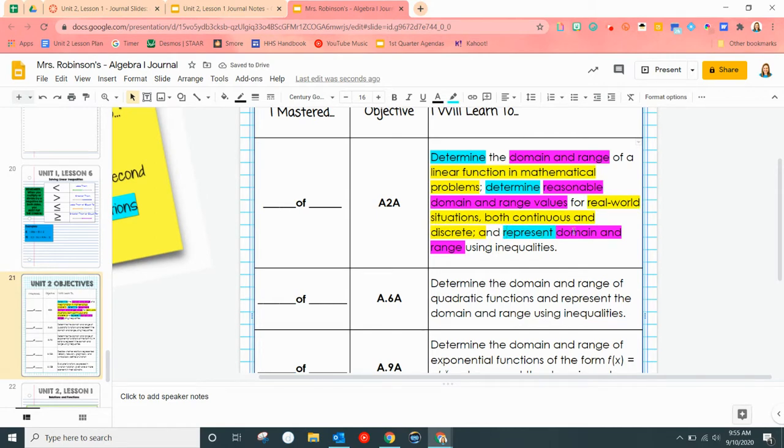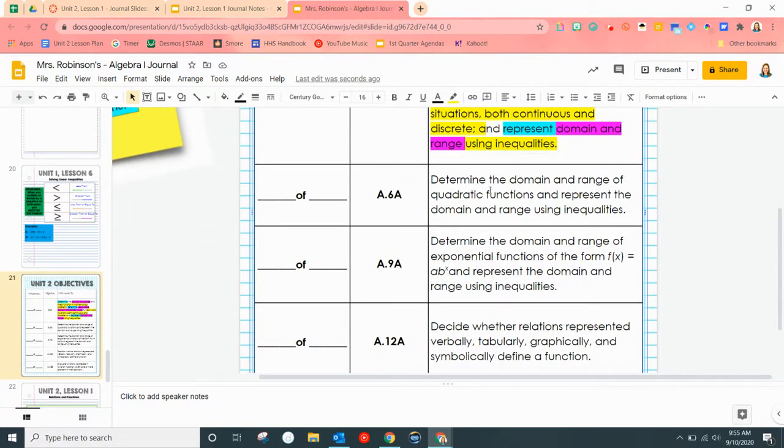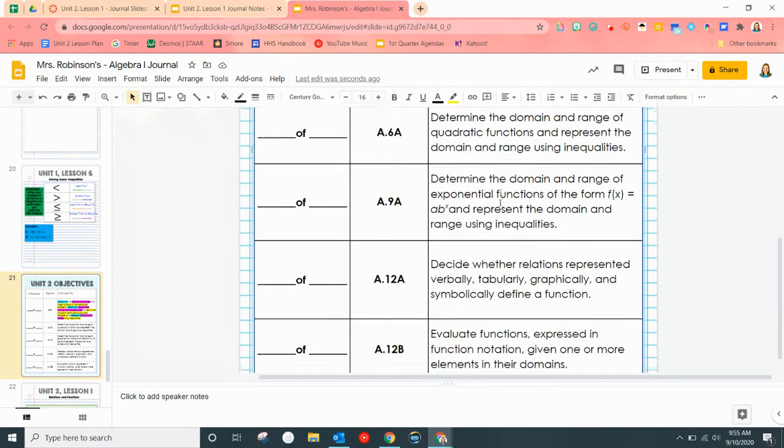Okay, so I'm going to represent domain and range, and then I have to use inequalities. That is actually describing how we're going to represent the domain and range. So notice there's not many words that we don't highlight. We highlight a lot of the words. So let's do another one. This one's shorter. That was the longest one. These other ones are much shorter.